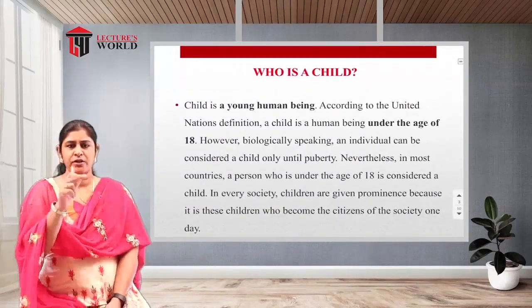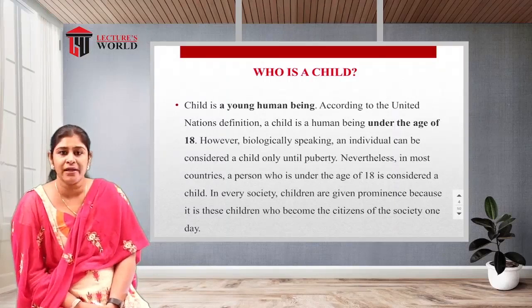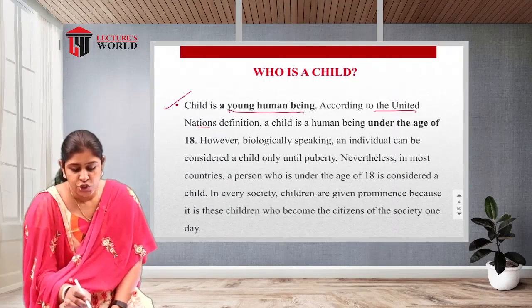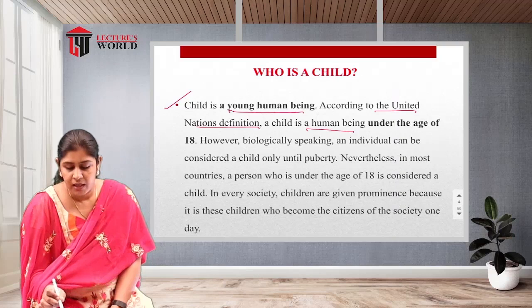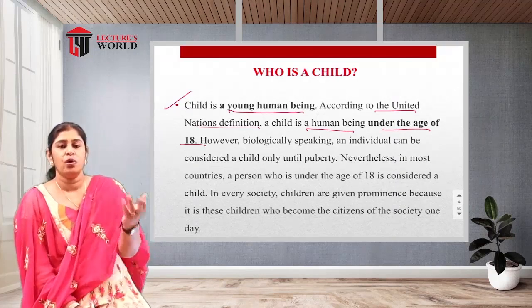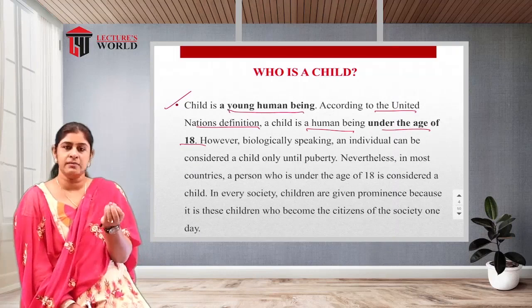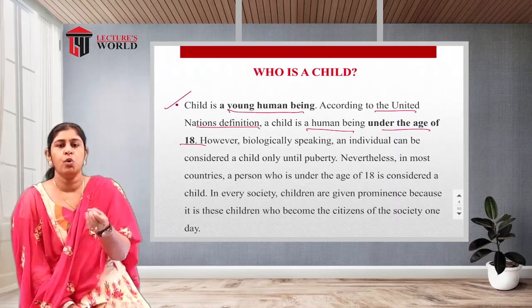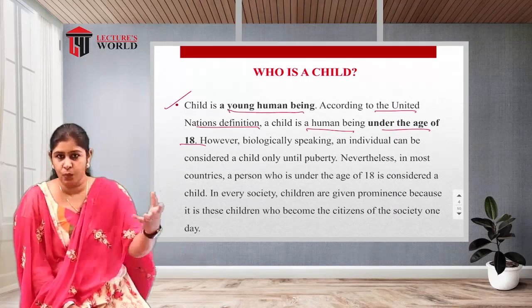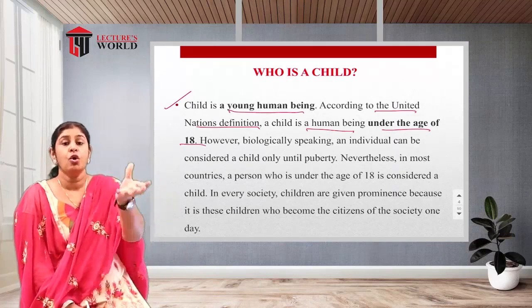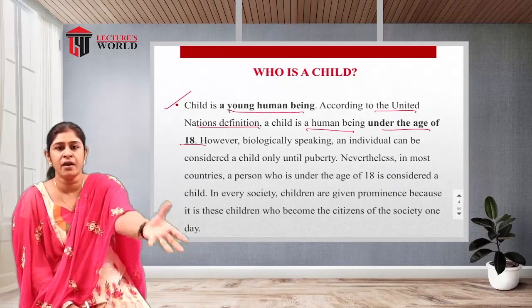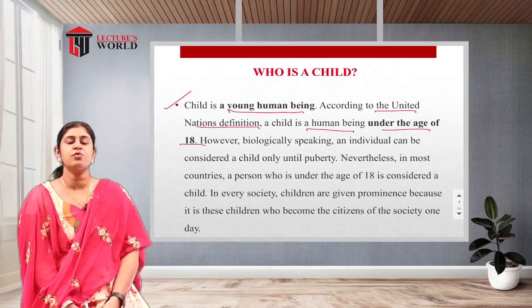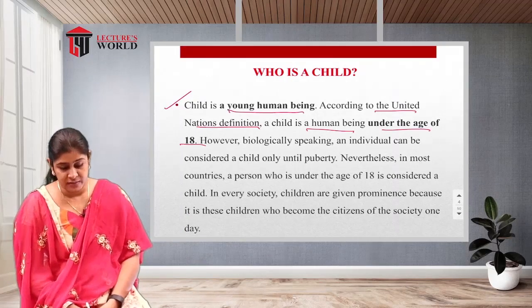Now, the next question that always rises in our head is, who is the child, right? A child is a young human being. According to the United Nations definition, a child is a human being under the age of 18. A child is basically a young human being who has just come out of his mother's womb, who is unknown about each and everything. What is the environment? What is cold? What is hot? Who is his mother? Who is his father? The child is unaware of it, right? So according to the United Nations definition, a child is a human being under the age of 18 years.